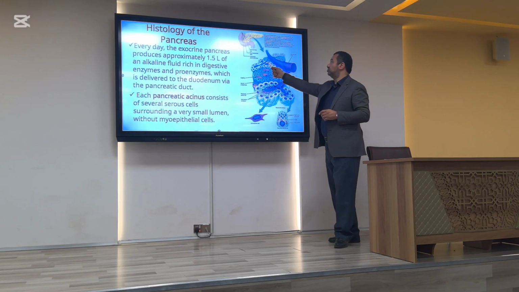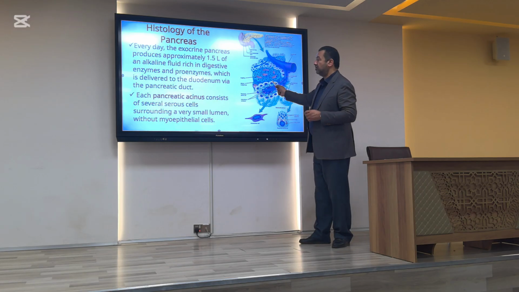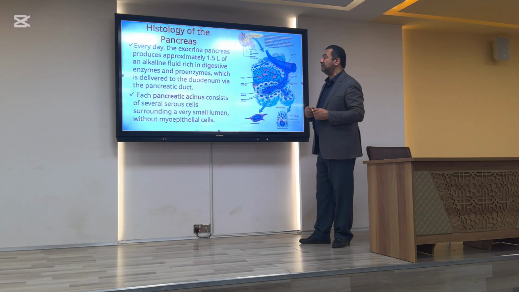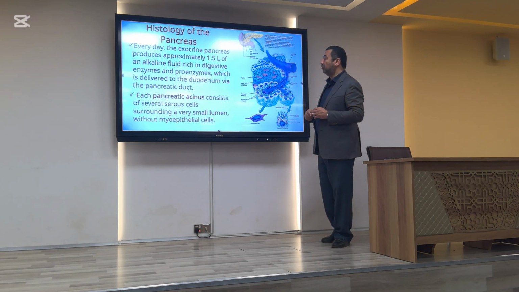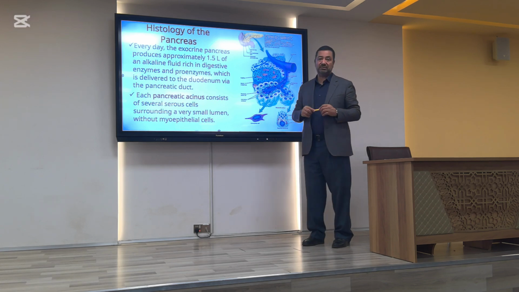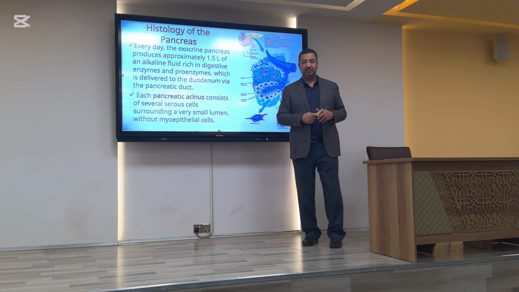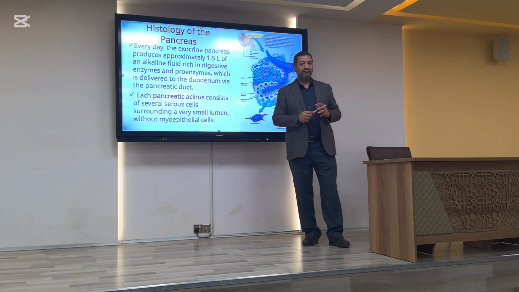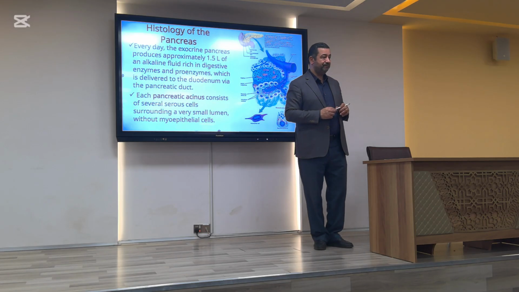This is the exocrine part. Each pancreatic acinus consists of several serous cells surrounding a very small lumen without myoepithelial cells. Without myoepithelial cells. Okay?